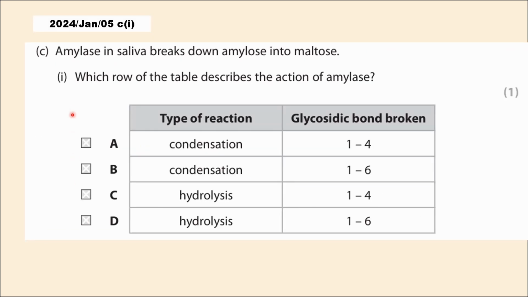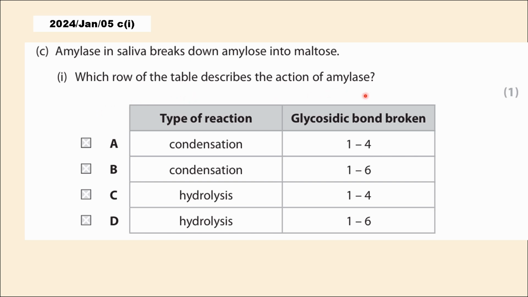The next question is from the January 2024 paper and it focuses on enzymes. The statement reads, amylase in saliva breaks down amylose into maltose. If you've studied the digestive system, you'll know that the chemical digestion of amylose starts in the mouth. The question asks, which row of the table describes the action of amylase?